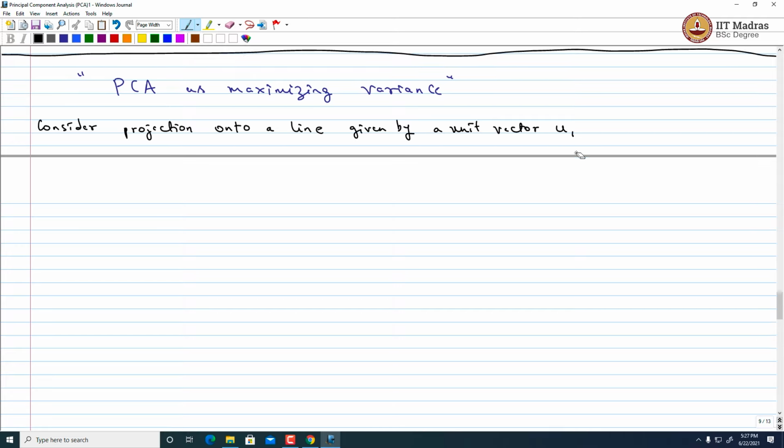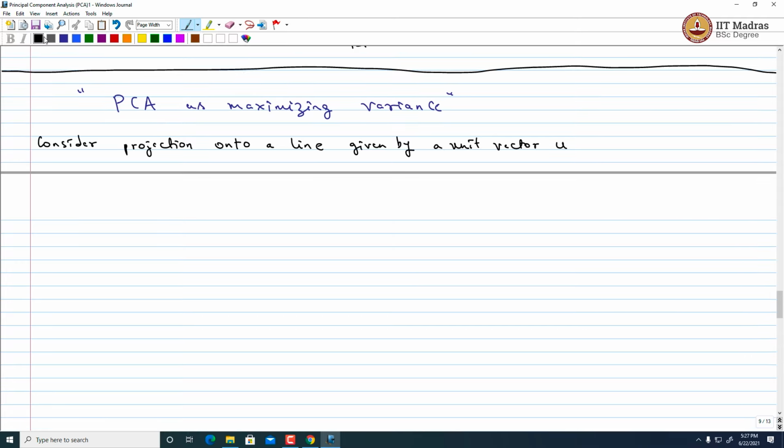Now let me just call this u, just for simplicity. Now for a data point xi, the projection onto the line along u is xi transpose u times u.